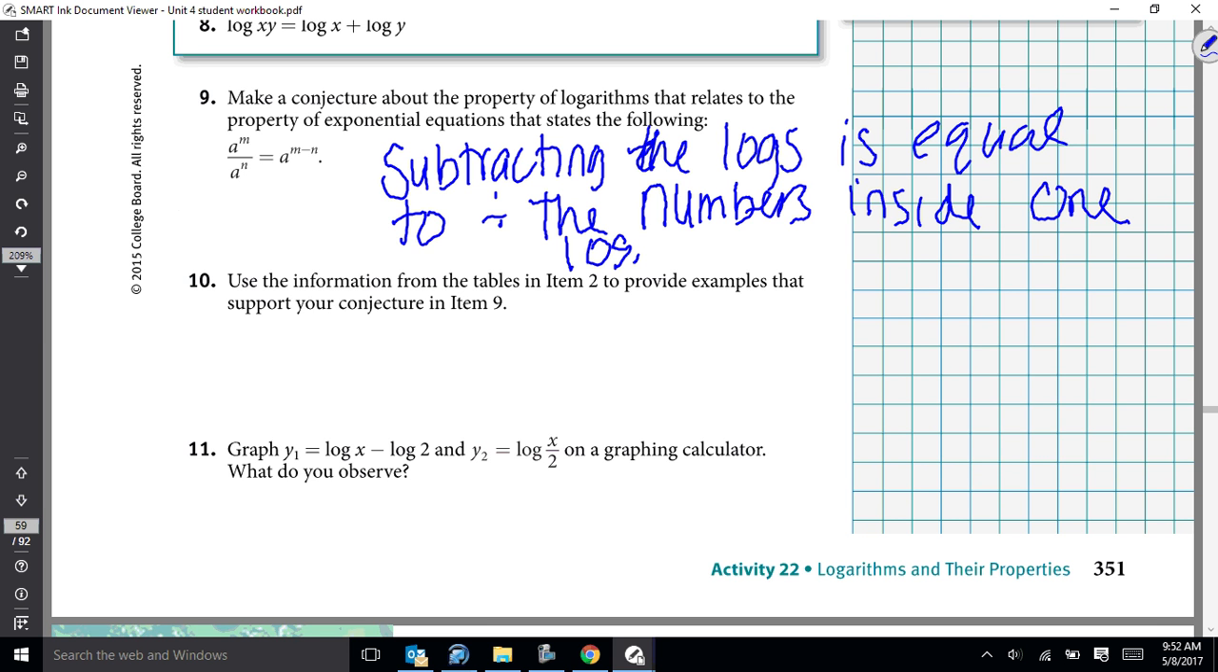Does that make sense? Subtracting the logs is equal to dividing the numbers inside one log. Is there a better way of... Okay, and we did this. We had log of 10 minus log of 5.